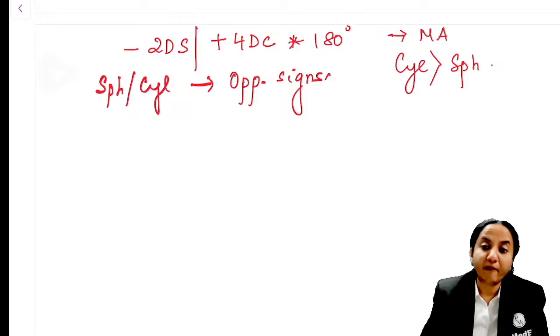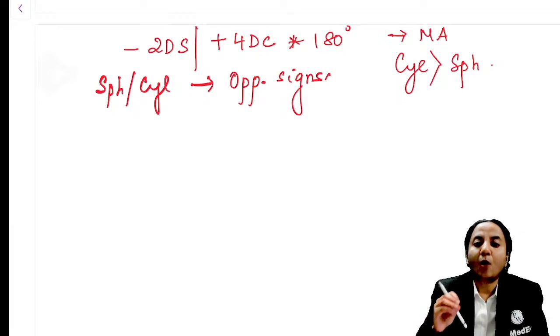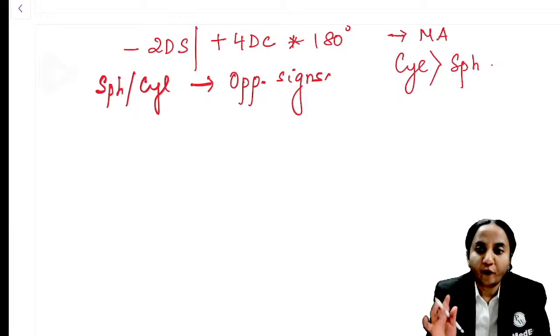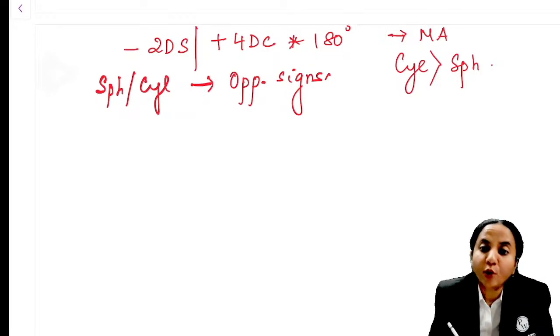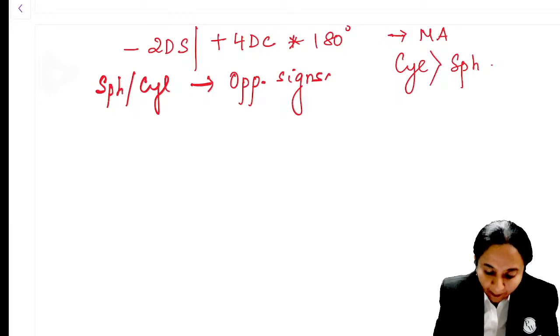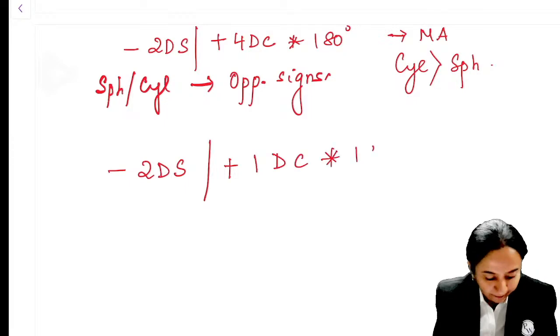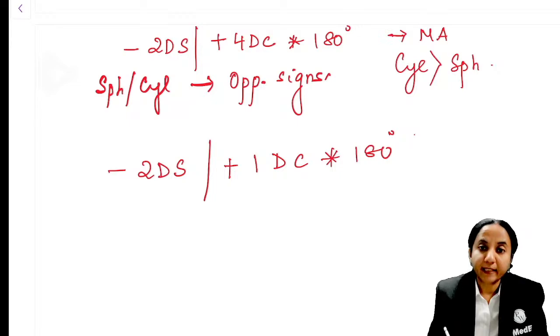Now, as a couple of you have asked me, is it possible that the cylinder is less than the sphere or the cylinder is equal to the sphere? It is possible. Now, when you get that kind of a prescription, what you have to do is apply a method which is called transposition. So see, suppose you have a prescription like this, minus 2 diopter sphere, and say suppose you get plus 1 diopter cylinder cross 180. Right? Minus 2 and plus 1 cross 180 I have given.